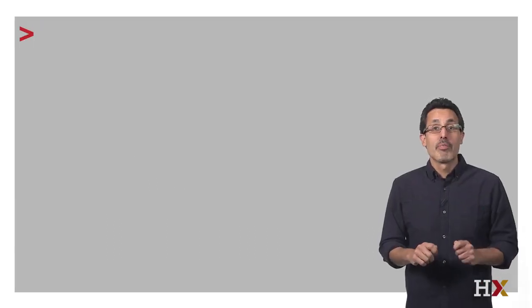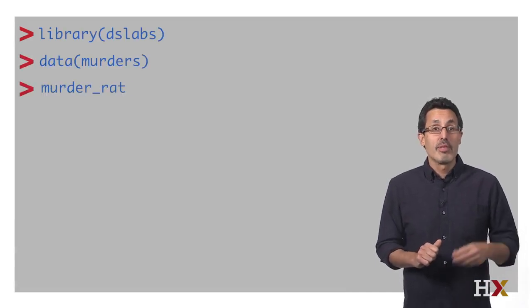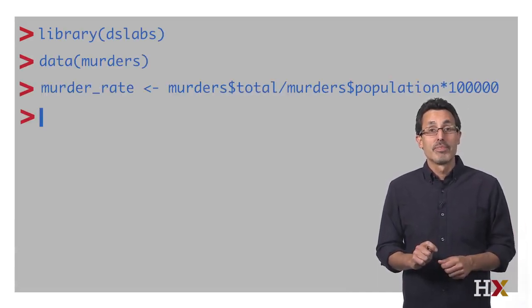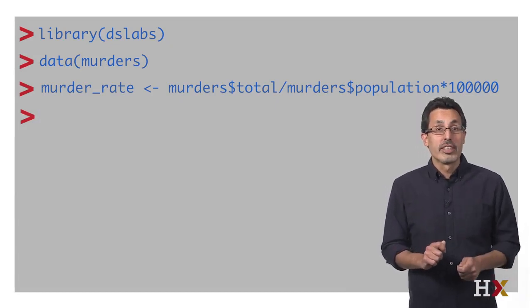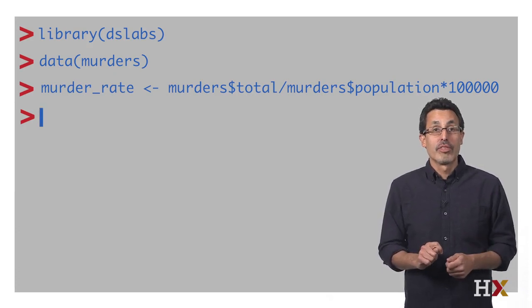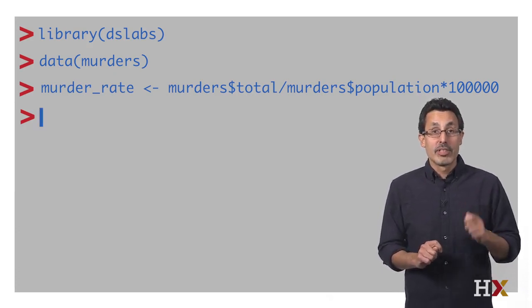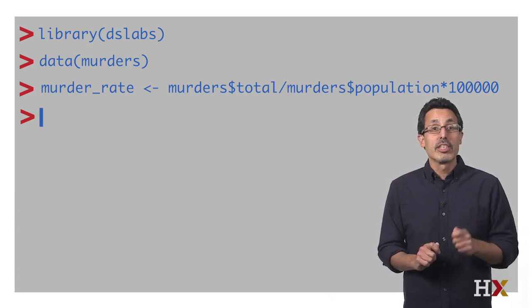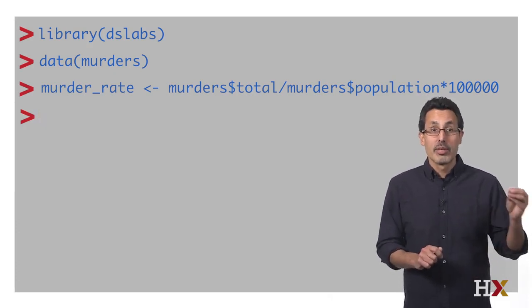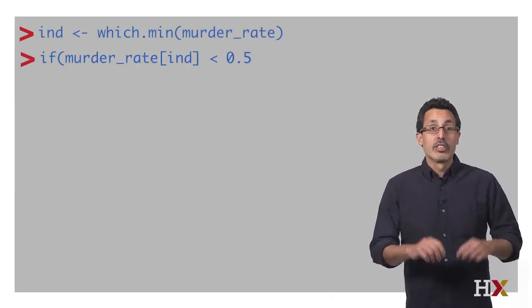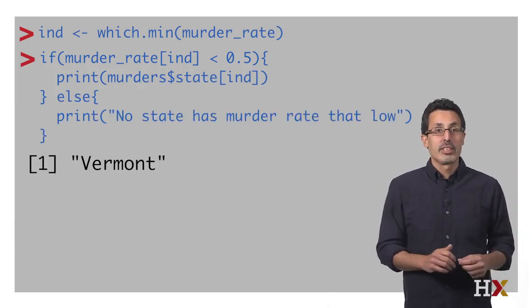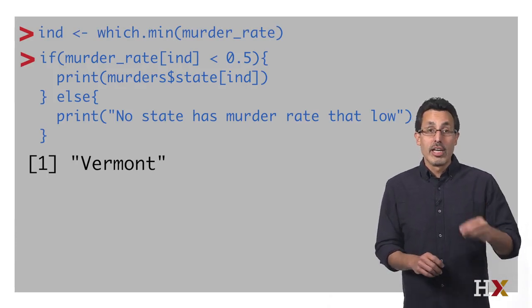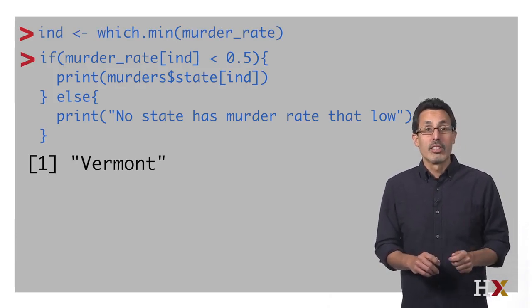Let's look at some more examples using the U.S. murders data frame. We load the data frame and define the murder rate variable. And now we ask the question: which states, if any, have murder rates lower than 0.5? The if statement protects us from the case in which no state satisfies the condition. So we can write something like this. If the smallest state has a murder rate less than 0.5, print out the name of that state. But otherwise, say there's no state with murder rates that low.